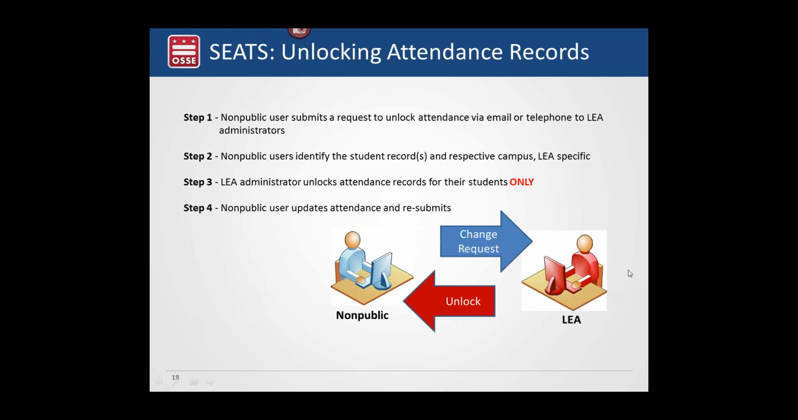Again, let's look at unlocking attendance records. It's important because if you have to make changes, and as Yvonne said, if you have to make changes to several students, you may have to contact several LEAs. The non-public user submits a request to unlock attendance via email, or you can call the LEA administrators. The non-public users identify the student record or records and the respective campus. Remember, it's LEA specific, you have to contact each one if you need to make any changes.